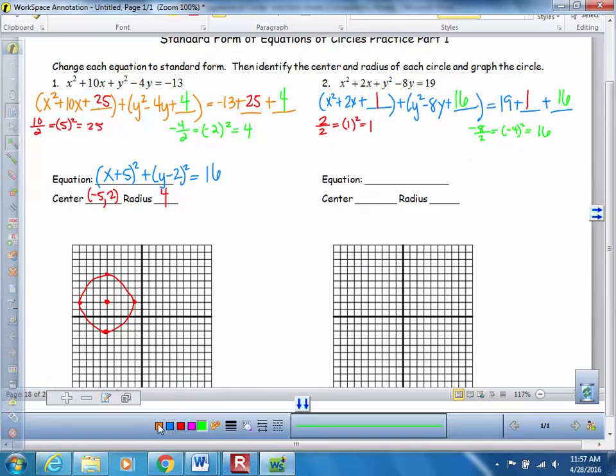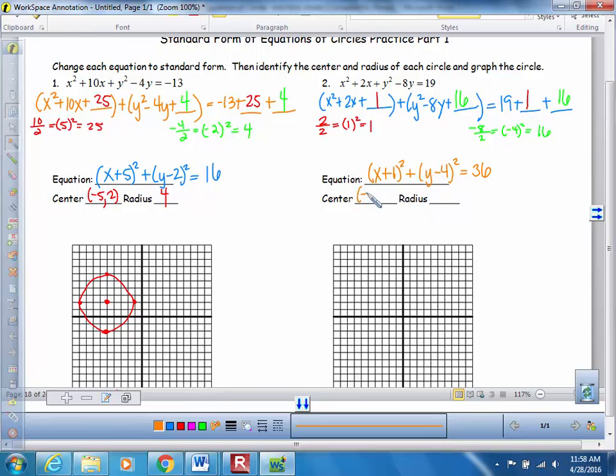Now, to write my equation, the number that goes in the parentheses with x is what we got when we divided b by 2. So x plus 1 squared plus y minus 4 squared, and then I'm doing 19 plus 1 plus 16, which gives me 36.